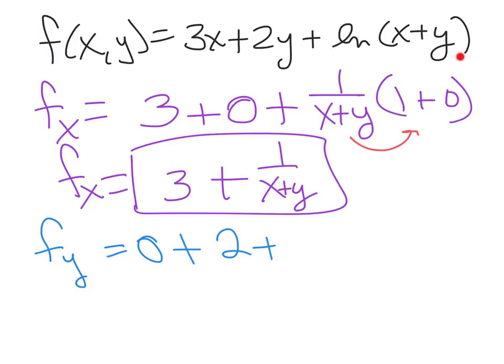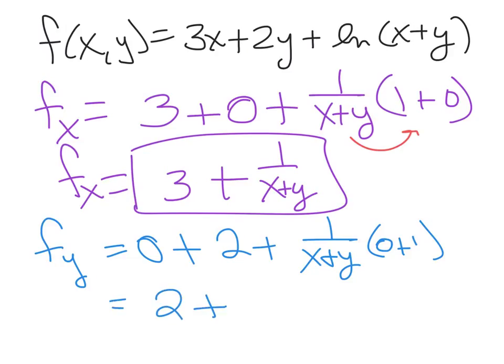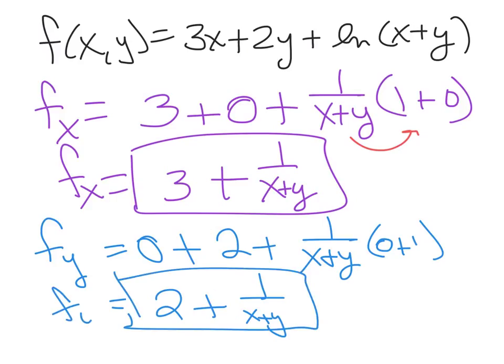The derivative of a logarithm is 1 over what's inside, so 1 over x plus y, and then chain rule out the derivative of what's inside. So the derivative of x plus y with respect to y. X is a number. The derivative of a number or constant is 0. And then the derivative of y is 1. So we can simplify that to say 2 plus 1 over x plus y. And that is the partial derivative with respect to y.